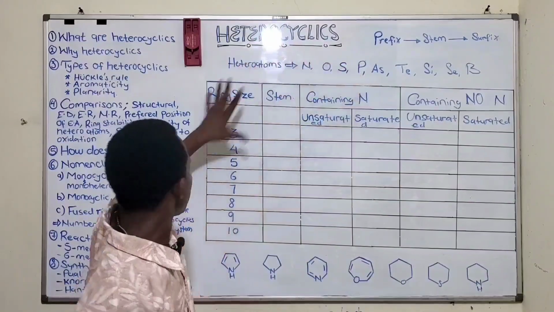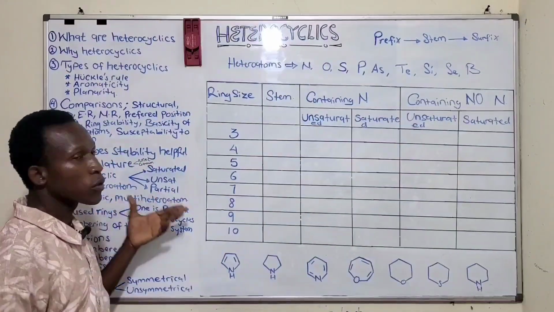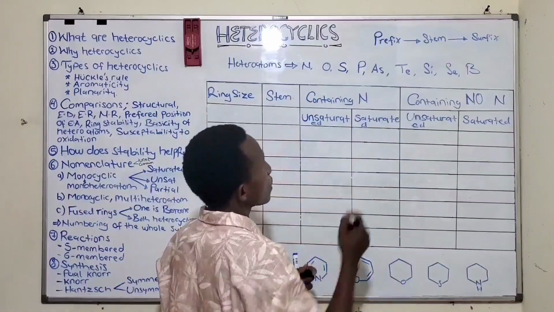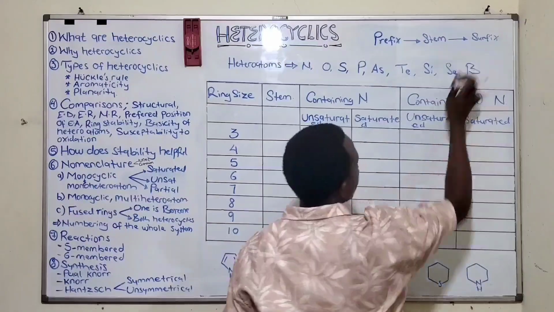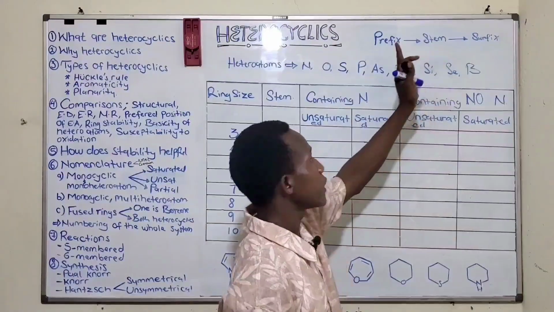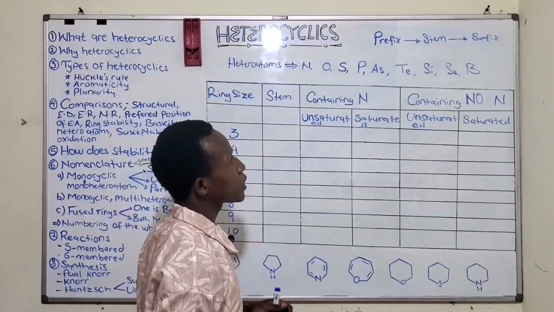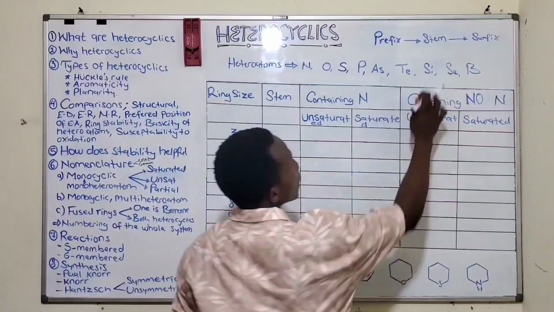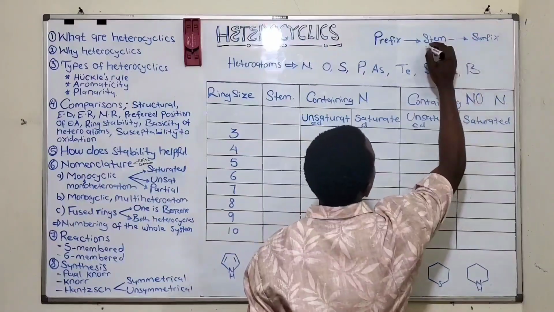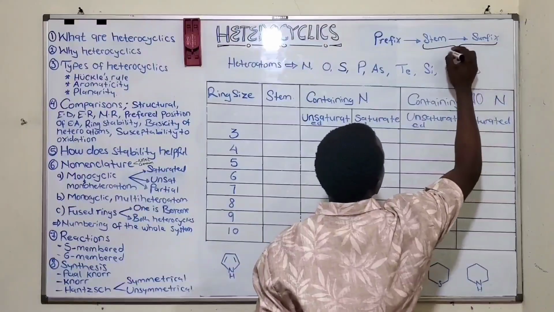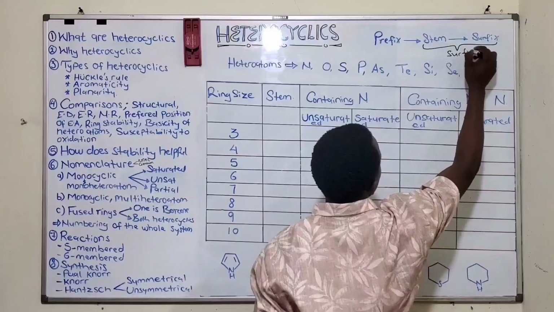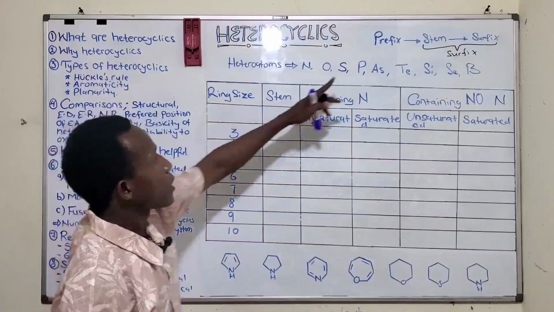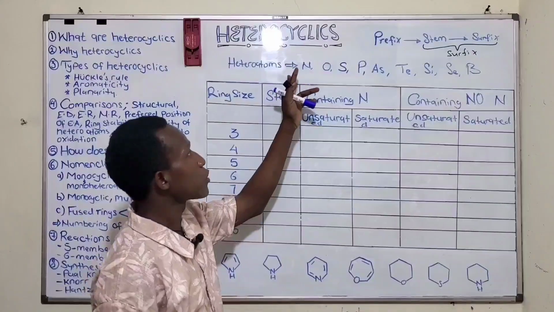Now, how can we name the monocyclic, monoheteroatom, heterocyclics? One, you need to know the prefix. The prefix, then we form a stem and a suffix. If you know these three, you can answer any monocyclic, monoheteroatom, heterocyclic. The prefix comes from the heteroatoms. Sometimes the stem is also included in the suffix. So let's see. The prefix comes from the heteroatoms themselves.